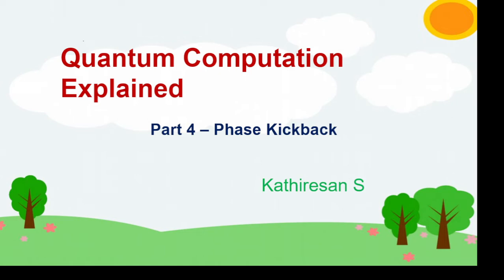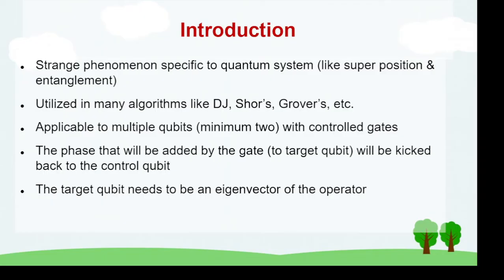I'm Kadresan. In this video, we will learn about phase kickback, what it is, how it is implemented, what its use is, and things like that. Okay, so what it is, it's actually a strange phenomenon, something similar to superposition and entanglement in quantum systems. But it's very useful, and that's why it is utilized in many algorithms like Deutsch-Jozsa, Shor's, Grover's, and many more. It comes into existence when we handle multiple qubits with controlled gates.